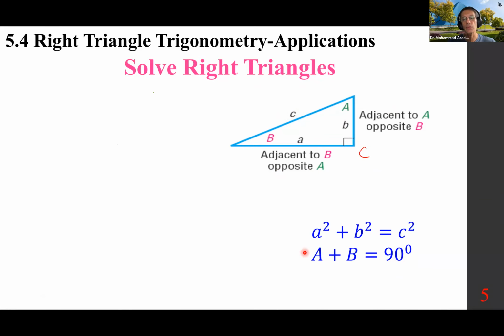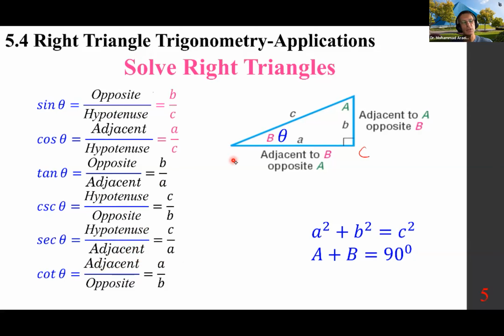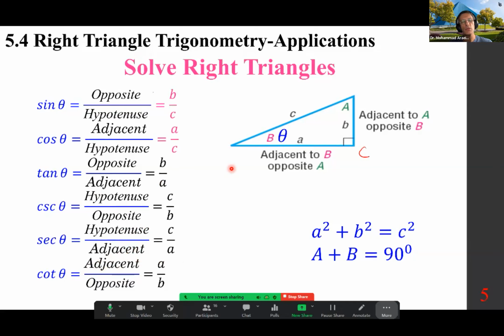So if we call this angle theta, then sine theta is the opposite over hypotenuse. Okay, so it makes it B over C. Cosine theta is the adjacent A over the hypotenuse C. Tan theta is the opposite B over the adjacent A, and the rest of them are the reciprocal of those. For example, cosecant is hypotenuse over opposite, secant is hypotenuse over adjacent, and cotangent is adjacent over the opposite. So as long as we have those three, the reciprocals are the answers for those. So it's very straightforward, everybody.